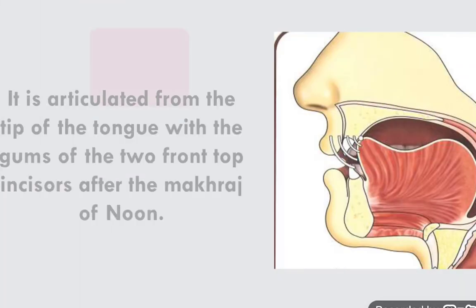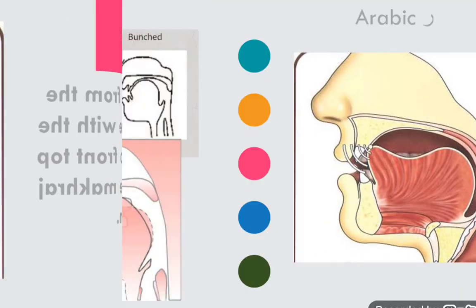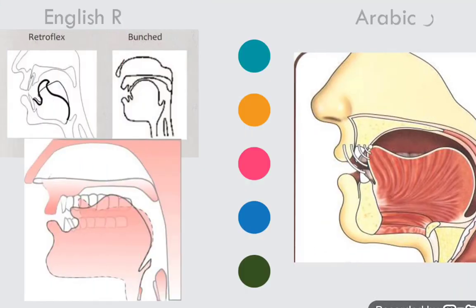The most important thing with the Ra letter is that we need to understand its articulation point properly so we can apply it properly. So we need to understand first the difference between both types of R, the English R and the Arabic Ra. The English R, as you know, is pronounced in two different ways. Number one, retroflex. Number two, bunched.